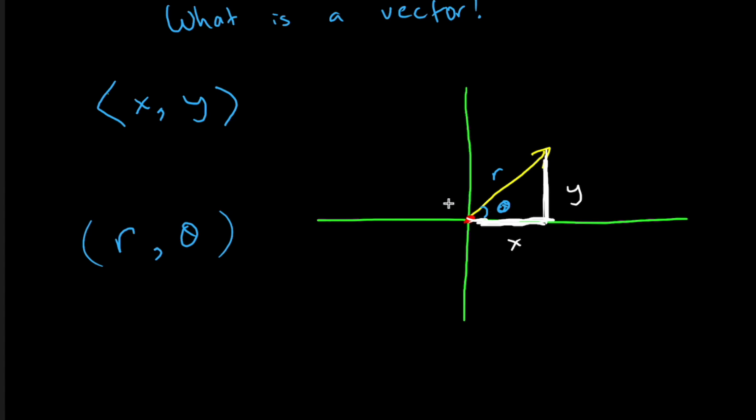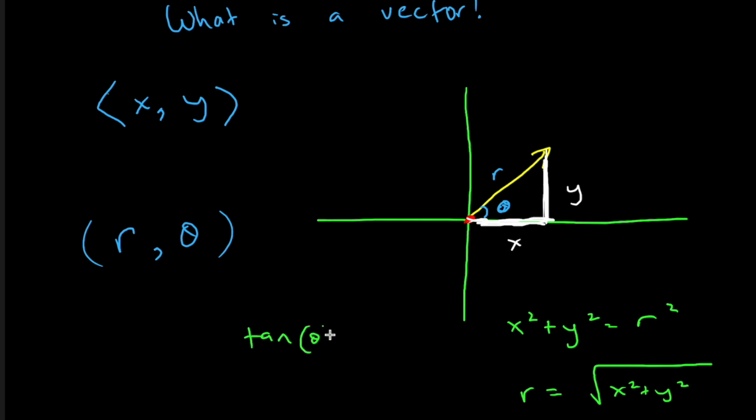How do we find r? I'm pretty sure you guys are familiar with the Pythagorean theorem. So we just have x squared plus y squared is r squared. So r is equal to the square root of x squared plus y squared. And then how do we find theta? We know our trig properties. We know that tangent theta is equal to opposite over adjacent, or y over x. So theta is equal to inverse tan of y over x. So we know how to write vectors in these two forms now.